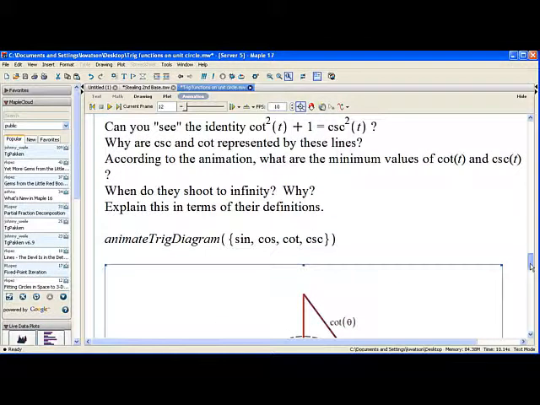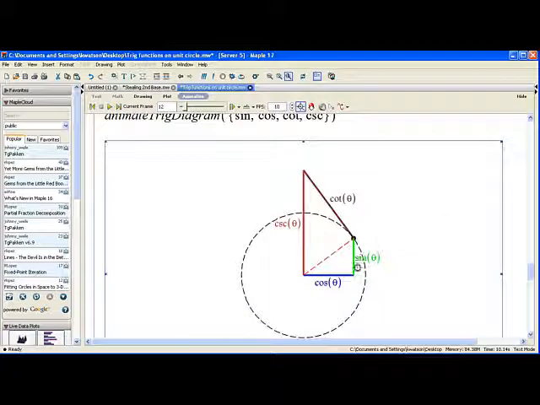And here we want to study the ratio. Why is it that 1 divided by the sine can never be less than 1 in magnitude?